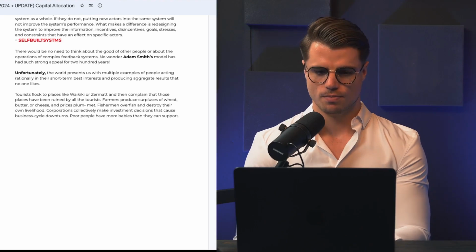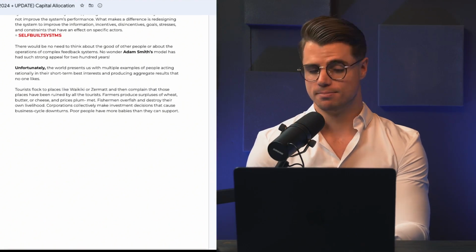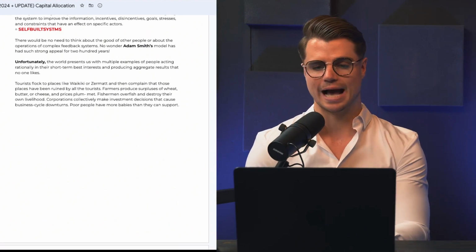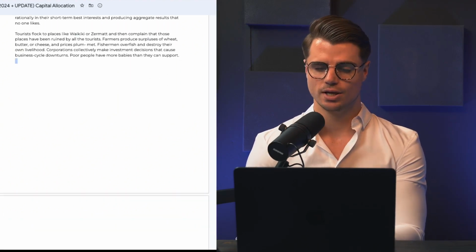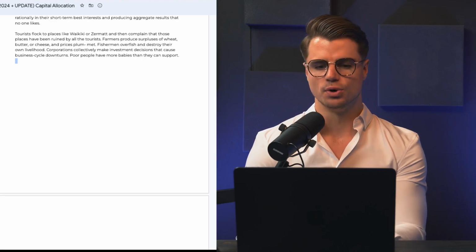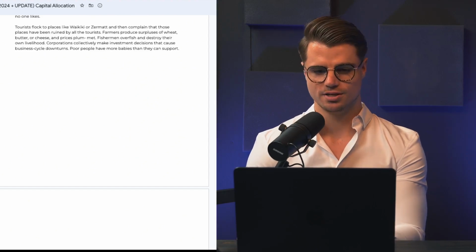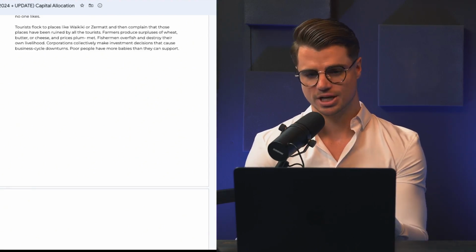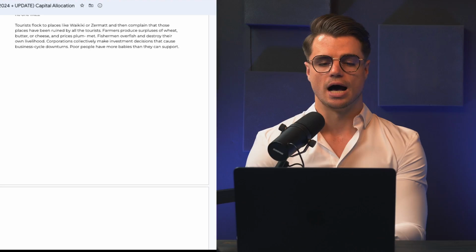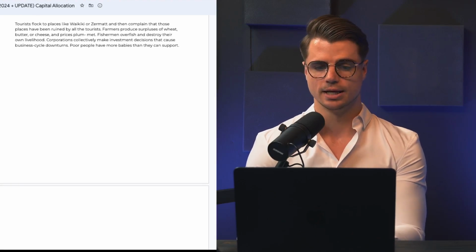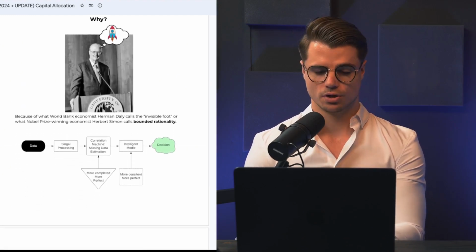Unfortunately, the world persists with multiple examples of people acting rationally in the short term based on their interests and producing aggregate results that no one likes, on some economic incentive. Tourists flock to places like Waikiki or Zermatt and then complain that those places have been ruined by the tourists. Farmers produce a surplus of wheat, butter, or cheese, and prices plummet. Fishermen overfish and destroy their own livelihoods, and corporations collectively make investment decisions that cause business cycle downturns. Poor people have more babies than they can support. There are many other examples of that. But anyway, the good question is why?